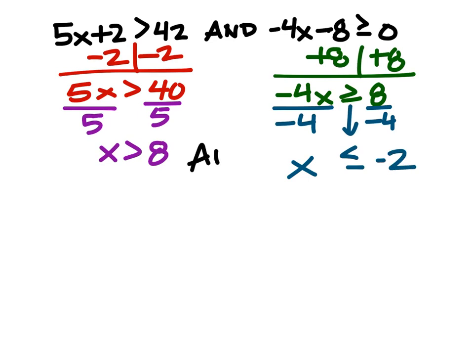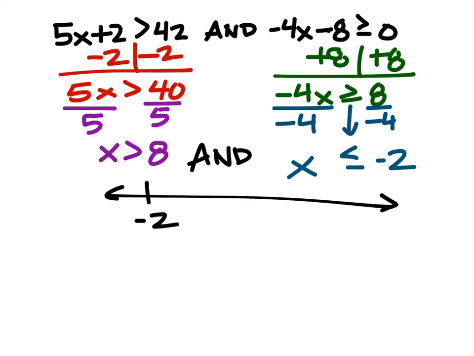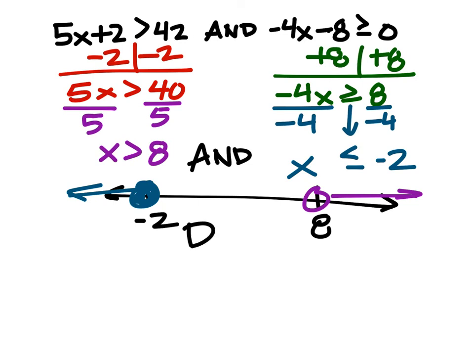This is an AND statement, so I'm just looking for the intersection on this. From -2 and 8. So I got an open circle at 8 going to the right, and at -2 I got a closed circle, but it goes to the left. So these two never intersect. So this looks like it's DNE.